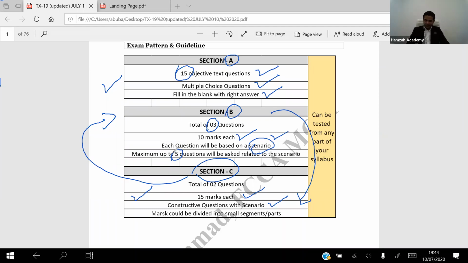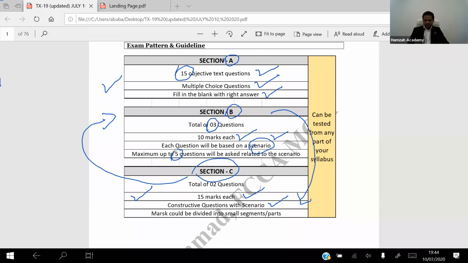And then again, section C, there will be 2 questions of 15 marks each, and they will be constructive scenario based, and then you will be answering them by writing them down into the Excel sheet provided in the exam.